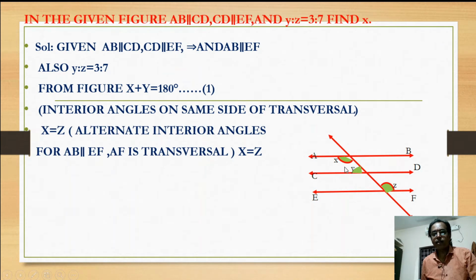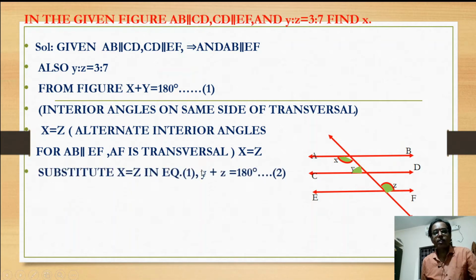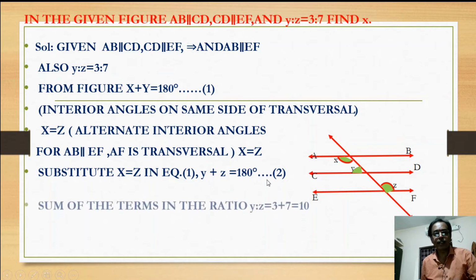And again we have AB parallel to EF, so X and Z are alternate interior angles. Why? Because this line acts as a transversal. That's why X is equal to Z. So alternate interior angles: AB is parallel to EF and this line is a transversal, so X is equal to Z. Then substitute X equal to Z in equation 1, and we get Y plus Z is equal to 180. In place of X we can write simply Z. Then we get Y plus Z is equal to 180.